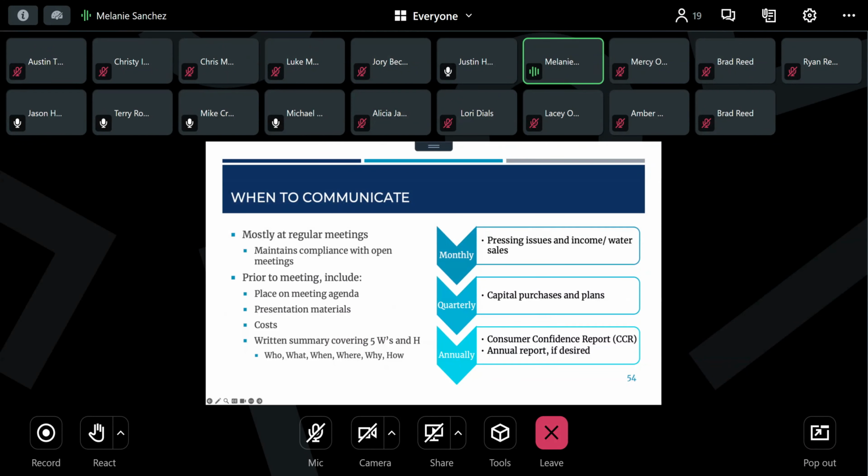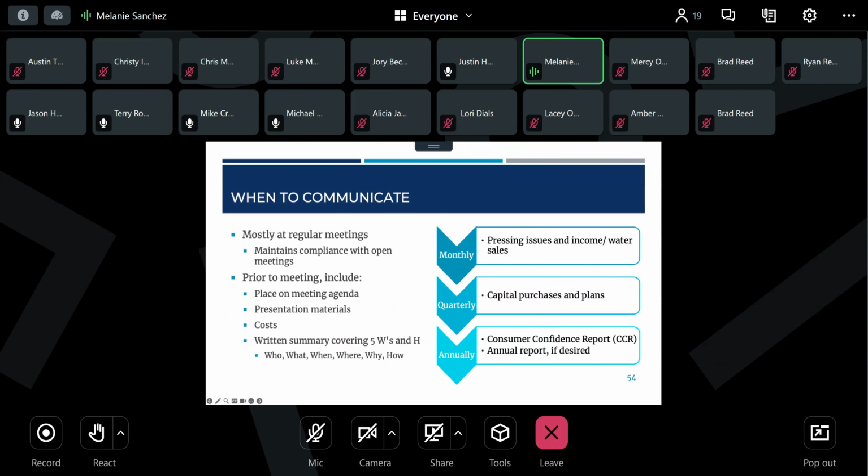And then annually, there are going to be 2 key communication points. The Consumer Confidence Report, which is essential for demonstrating the quality of water supply. And secondly, the annual report, which provides a comprehensive overview of the utility's performance throughout the year. Keep in mind, most of the communication will happen during the regular meetings. The practice ensures compliance with open meetings and provides a structured platform for discussions.